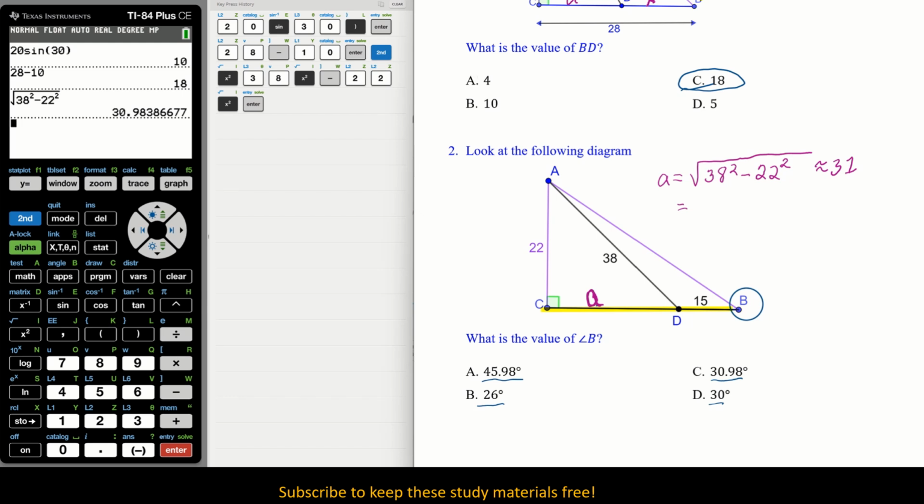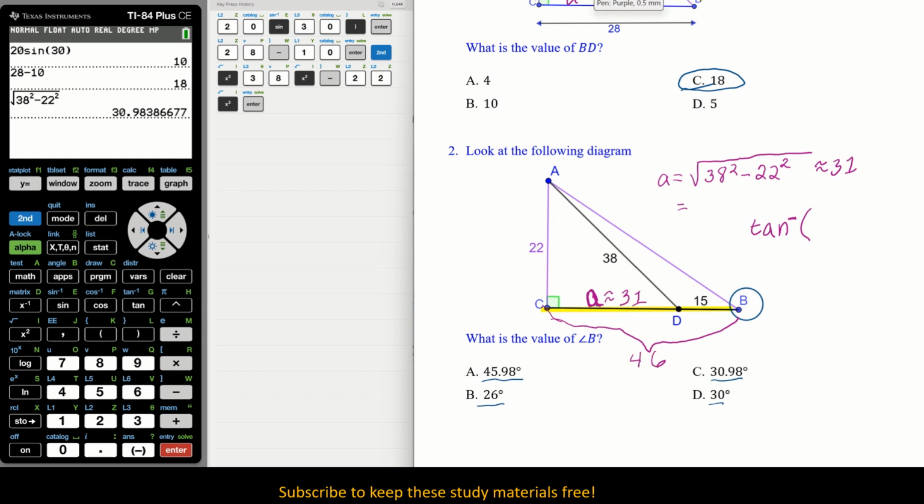But let me write out what we're really going to put in the calculator. We are going to put in the calculator tangent inverse, and we're adding these. Right now, we're saying that that is 31. From C to B, that entire distance would be 31 plus the 15. We need the whole distance, so that would be 46.